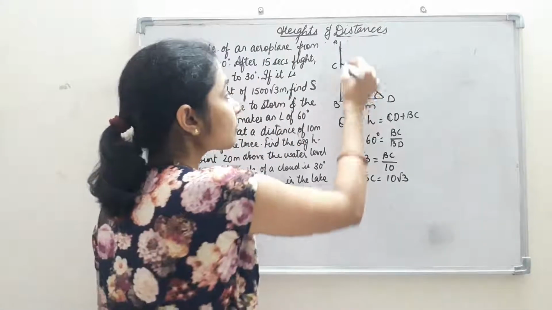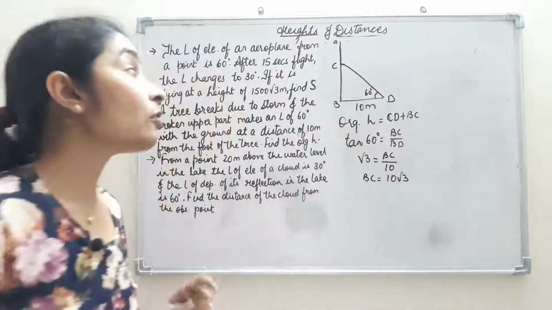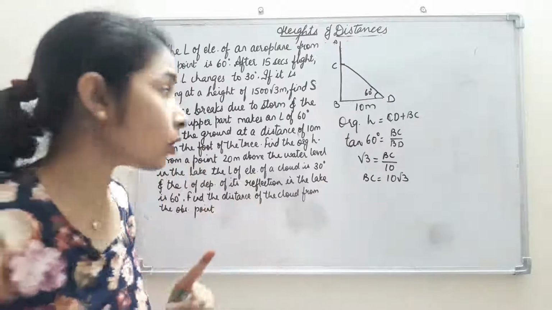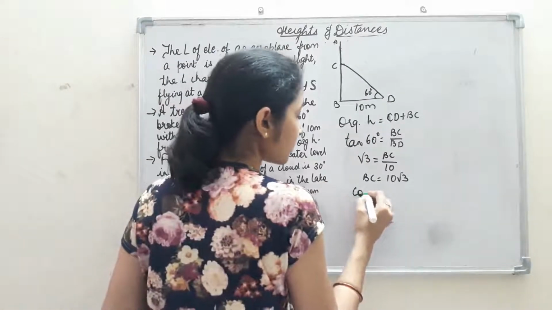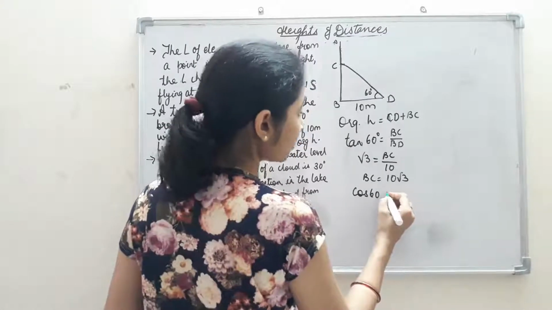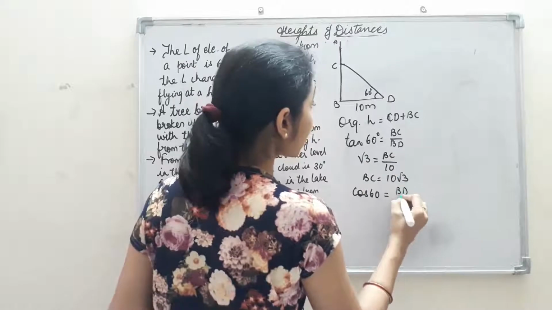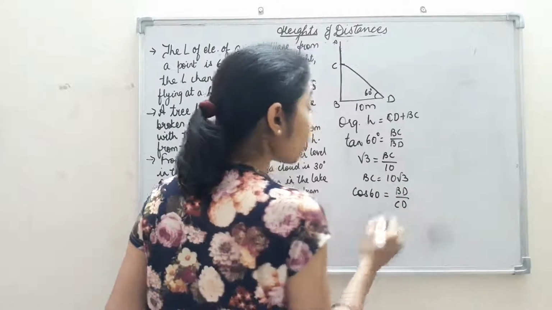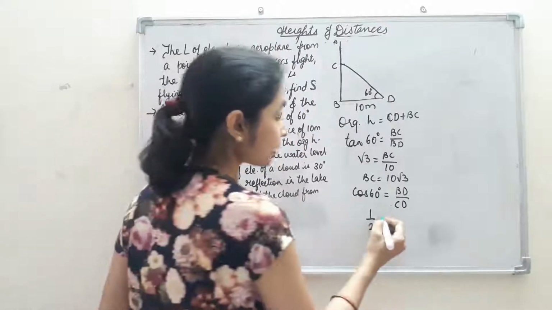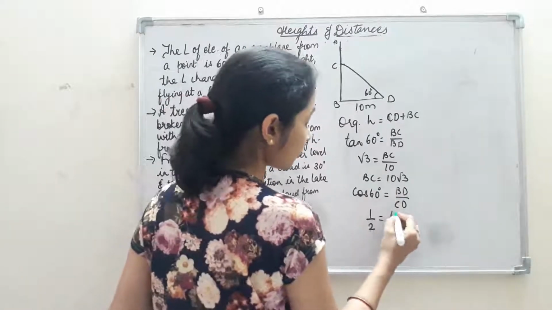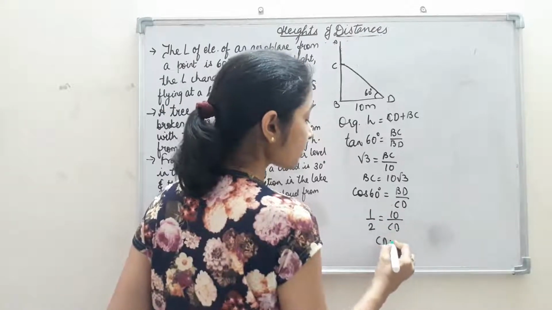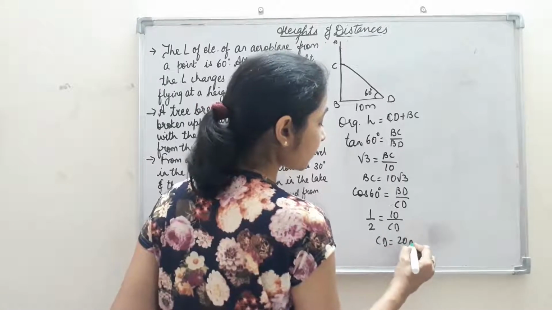Okay, now we are supposed to find this CD. CD now we are supposed to find, we are given the base. So base and hypotenuse make the ratio cos. So let us take here cos 60 degrees. Cos 60 degrees is equal to BD upon CD. Cos 60 degrees is equal to 1 by 2. Okay, so here we know the value of BD, and that is 10, and CD we don't know. So CD is equal to 2 into 10, and that is 20 meters.